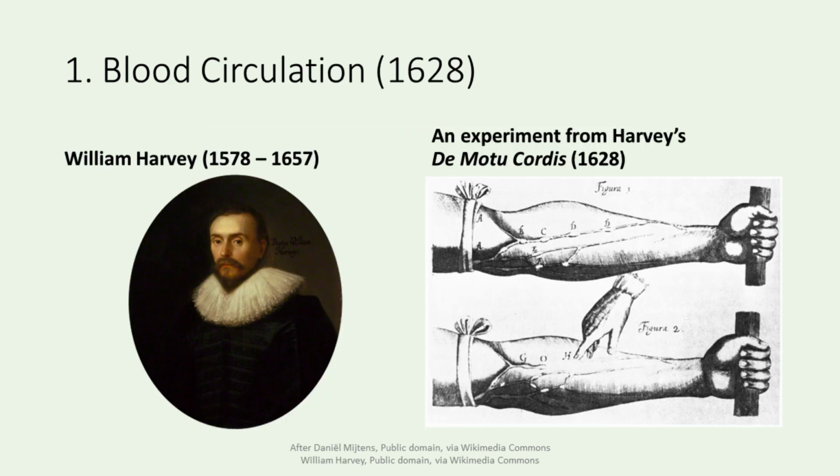Our journey begins with William Harvey. Through observations and experiments, Harvey discovered that blood circulates throughout the body. His experimental work was a trigger for the development of modern life science. De Motu Cordis, published in 1628, is a groundbreaking work that summarizes Harvey's ideas on the circulatory system.